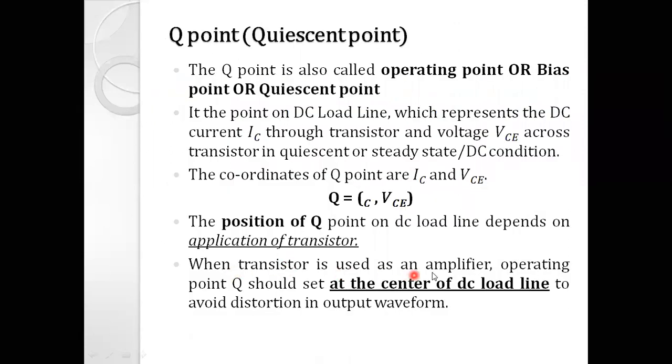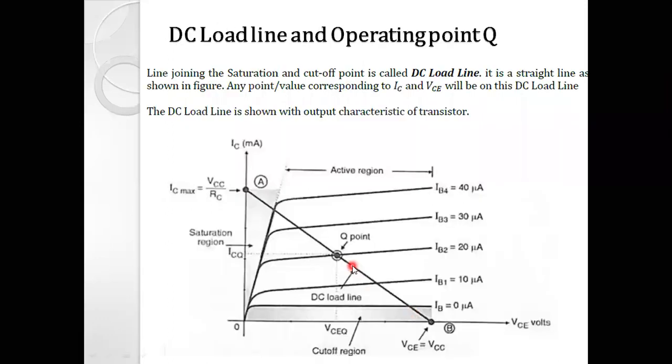So when the transistor is used as an amplifier, that means we are operating the transistor in the active region. So the operating point Q should be set at the center of the DC load line, which is given in the previous slide. To avoid distortion in the output waveform, you can see that the operating point is at the center position of this DC load line, right? That means the transistor with this characteristic is used for amplification purpose.